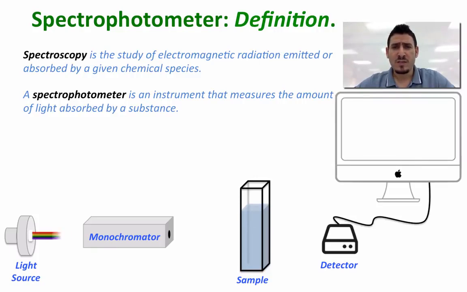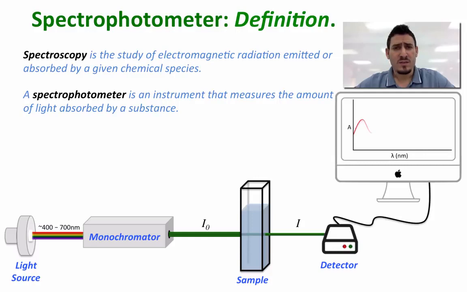Now, the light source will emit light with a range of wavelengths between 400 and 700 nanometers. The light will enter the monochromator and will exit with a single wavelength with an intensity I0. Some of the light will be absorbed by the sample and the light will exit with an intensity I. The light will then hit the detector, which will analyze the data and send it to the computer, and we will see on the computer screen the absorption spectrum as it's illustrated here.